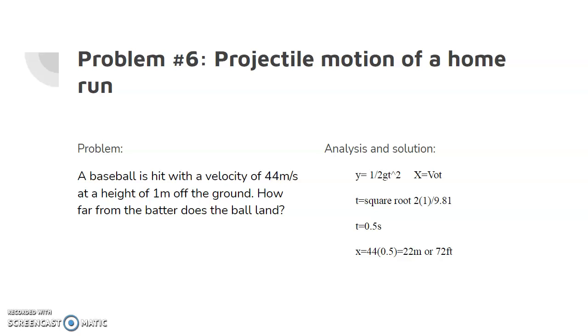So we know that height is 1/2 gravity times time squared, and distance is initial velocity times time. So we work the height equation, since we know the height that the ball is hit and the gravity of 9.81, for t equals the square root of 2 times 1 meter divided by the gravity of 9.81 to get a time of 0.5 seconds. And then we plug that in with the initial velocity of 44 meters per second to get 22 meters or 72 feet.